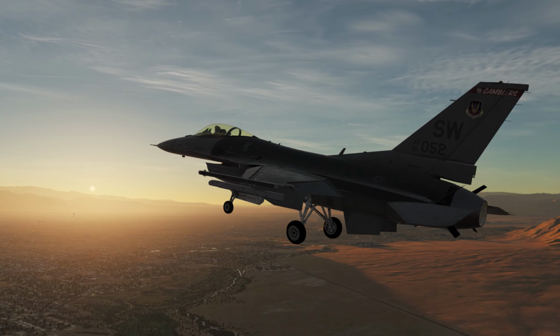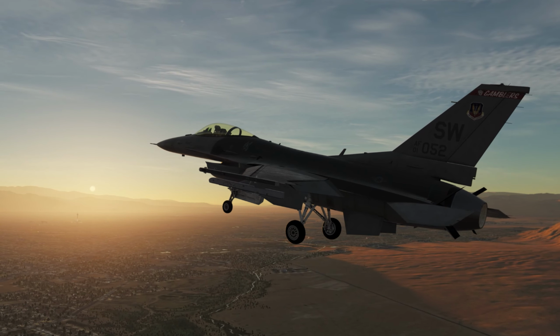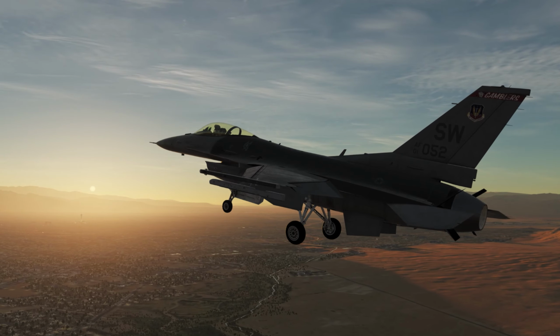At the Instrument Landing System, or ILS, for the Viper. And this allows approaches for night and in bad weather. Let's get started.